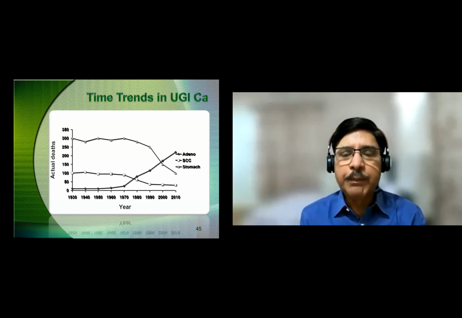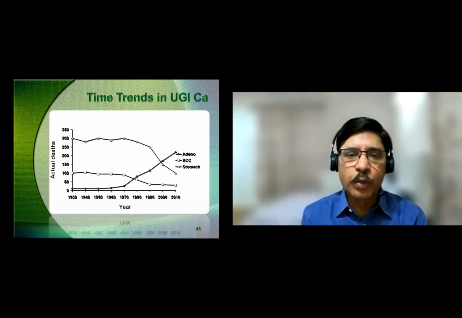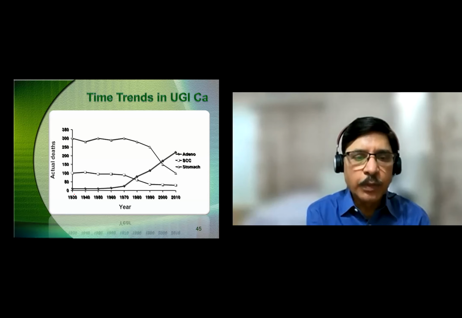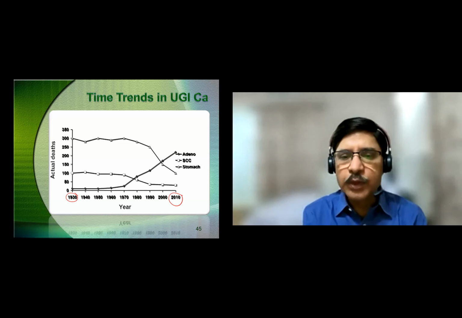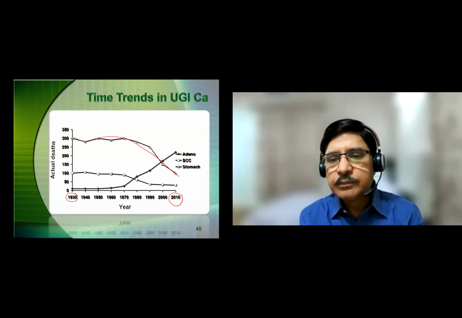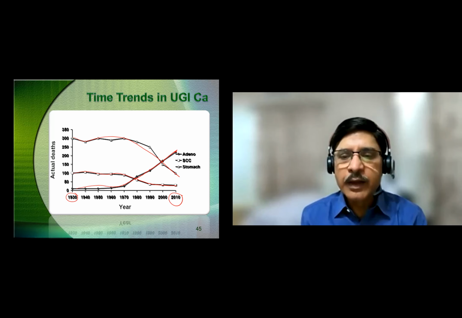Now, time trends in upper GI carcinoma. From the 1930s to 2010, gastric carcinoma has decreased very much, whereas adenocarcinoma, because of Barrett's, is increasing, and squamous cell carcinoma is also coming down. What is increasing now? The cancer trend is adenocarcinoma, not the carcinoma of the stomach or the SCC.